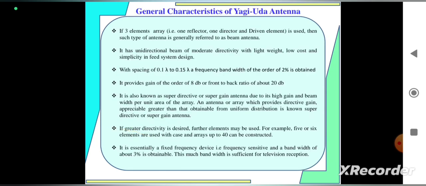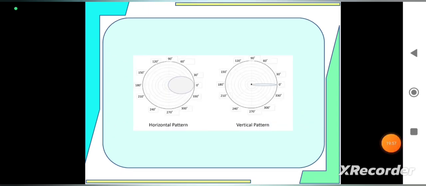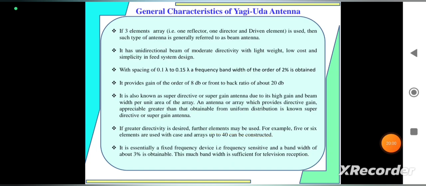Next, general characteristics of the Yagi-Uda antenna. It contains a 3 element array, that is 1 reflector, 1 director and the driven element. The driven element is the center element, that is the antenna feed element. Such a type of antenna is generally referred to as a beam antenna. It has a unidirectional beam of moderate directivity with light weight, low cost and simplicity in feed system design.